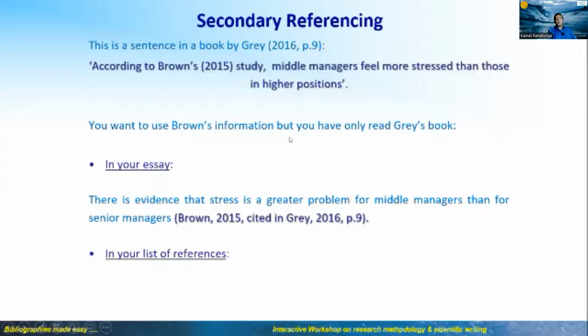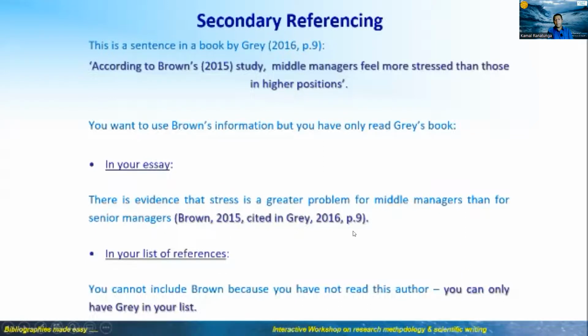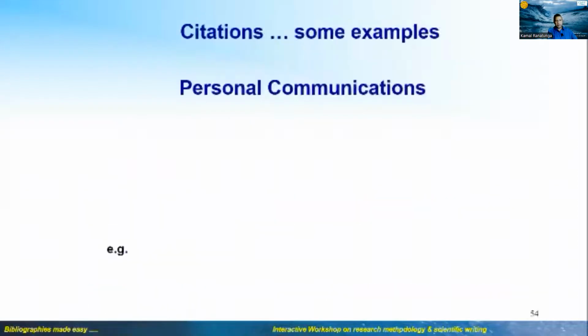Now in this case, how are we going to cite? This is very important. Because you don't have Brown's publication, you are referring to Gray, and this is how we write it in APA style: Brown 2015, cited in Gray 2016, because you are reading Gray. But the most important thing here is that the full reference goes to Gray, not to Brown, because you don't have Brown's work. So keep that in mind if you ever face this kind of situation.